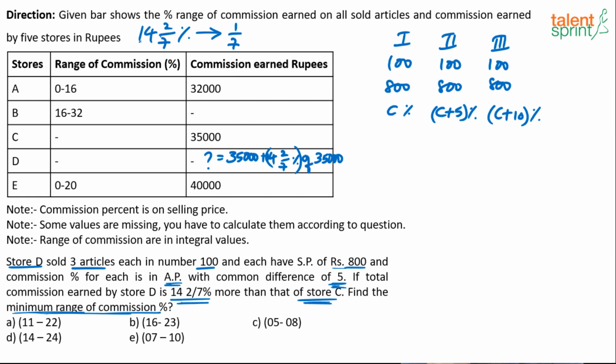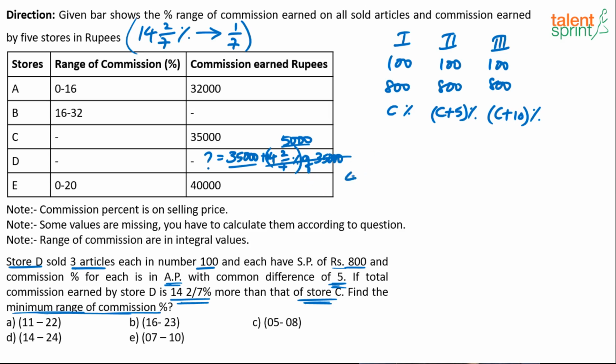If you have to take 28.4/7, you take 2/7 of the value. If you have to take 42.6/7, you take 3/7 of the value, and so on. So if you remember that, which you are supposed to remember, then the calculation becomes really simple. Instead of calculating 14.2/7%, I'll take 1/7 of 35,000. What is 1/7 of 35,000? 5,000. Which means the total commission of company D is 35,000 plus 5,000, 40,000.